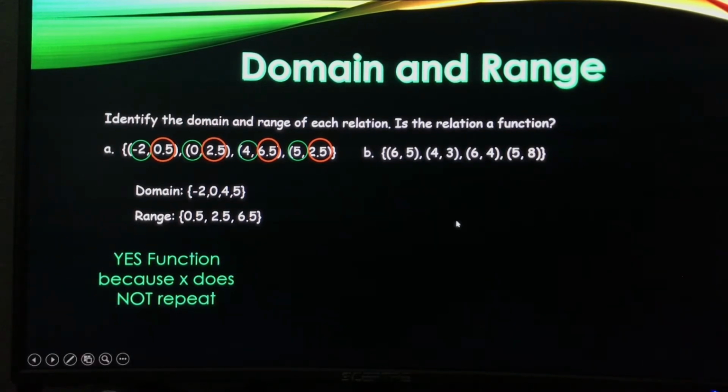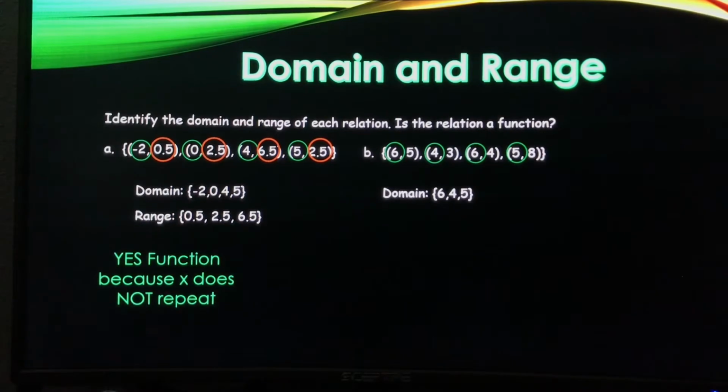So let's do the same thing with letter B. If I take a look at all my x values, okay, notice here, 6 repeats. I'm only going to write it once in my domain. Let's go take a look at my y values.